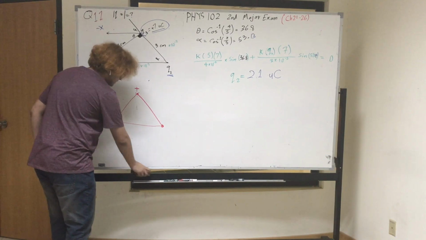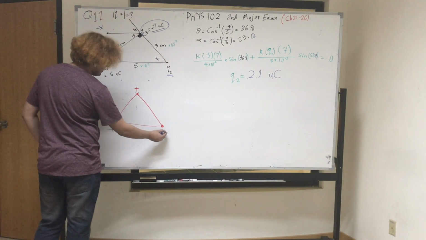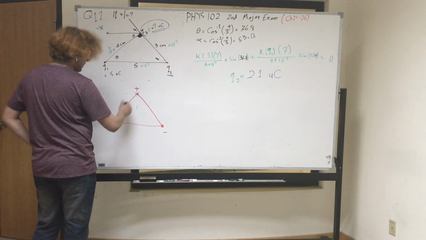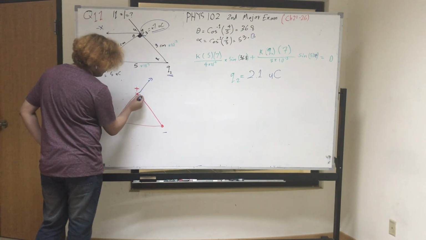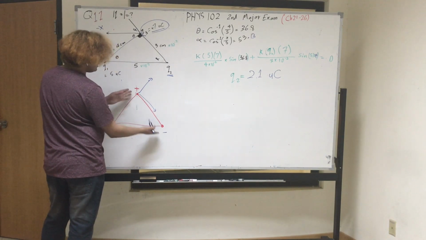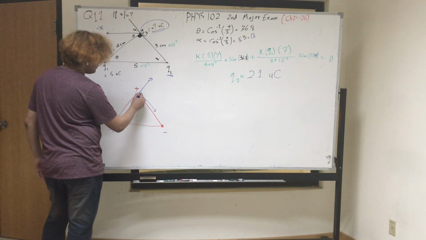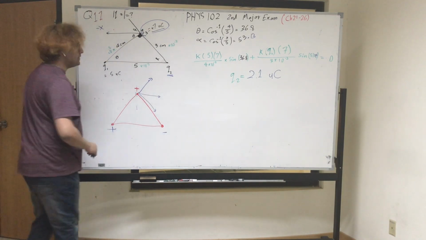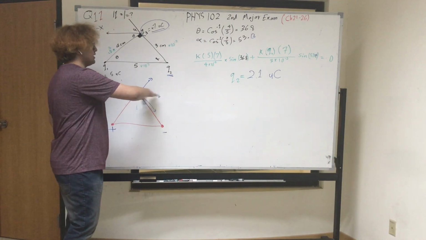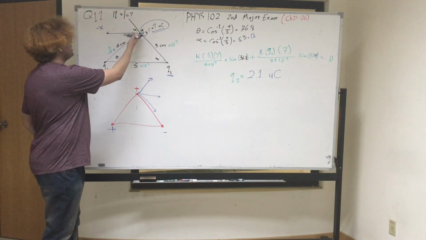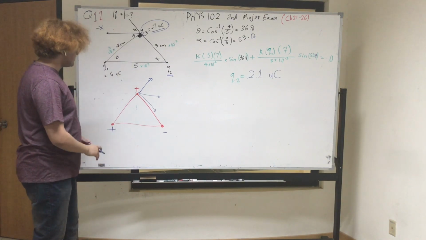Okay, let's consider our last choice. The last choice is saying that this is positive and this is negative. What this means is that we're going to have a force in this direction because these two are going to repel, and we're going to have a force in this direction because this and this are going to attract. So we're going to have a net force in this direction. And as you can see, there is no net force in the positive x direction. We only have a net force in the negative x direction.